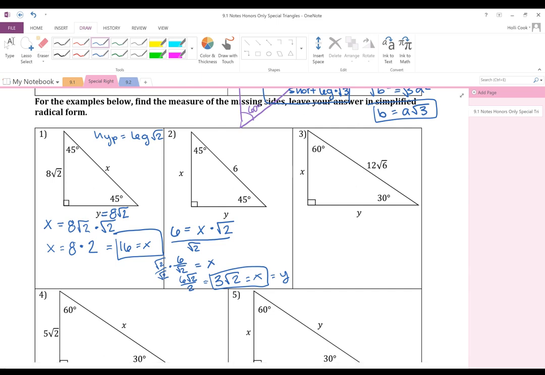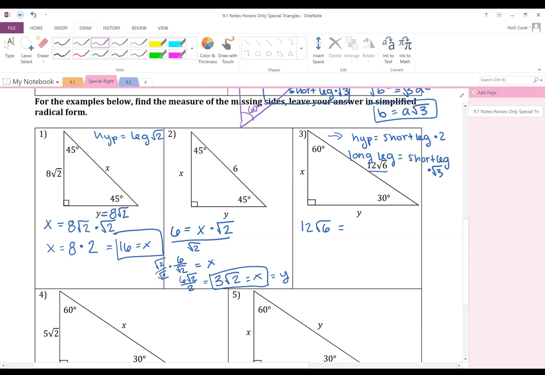Okay, now number 3 is a 30, 60, 90 triangle. So remember our two equations, relationships that we have. The hypotenuse is the short leg times 2, and the long leg is equal to the short leg times the square root of 3. So we're given our hypotenuse, so that means we need to start with our first relationship. We have 12 square root of 6 is equal to our short leg.